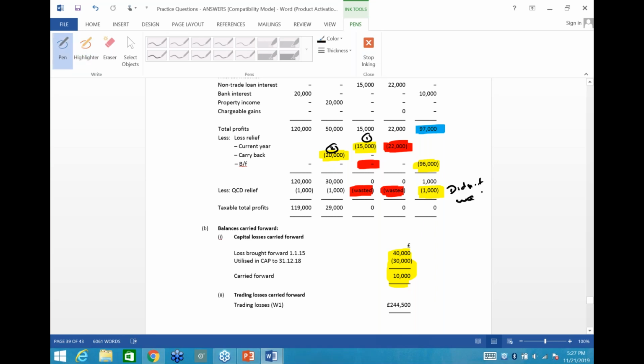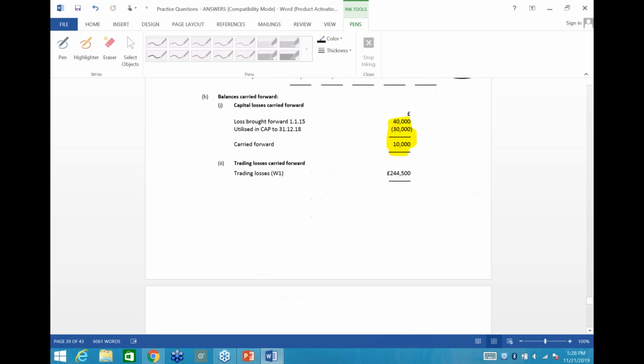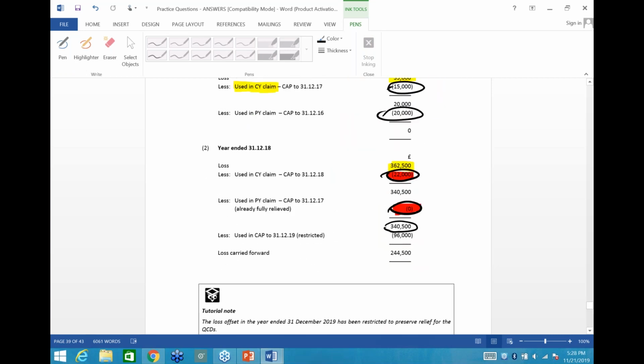So please do have a proper understanding with regard to any type of trading loss relief question with regard to individuals and companies. So when you do that, you will see 96,000 we set off, and there is an available balance of 244,500, which is the answer for part B.